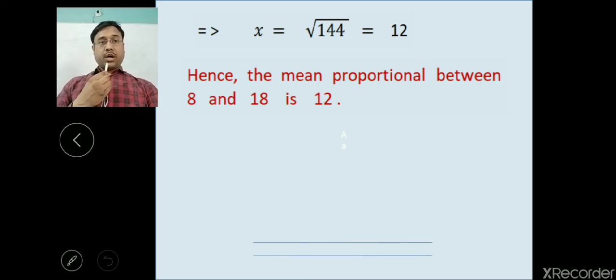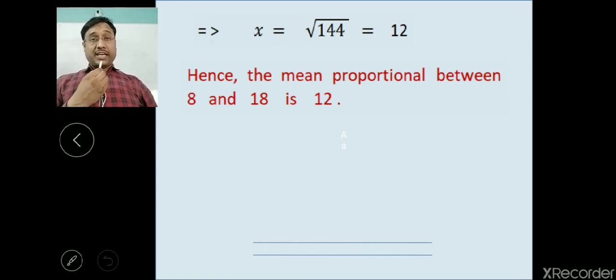So that's all. Now you can solve the exercises based on this. You can complete exercise 8B of the ratio and proportion chapter. So that's all, students. Watch this video nicely for understanding mean proportional and third proportional.